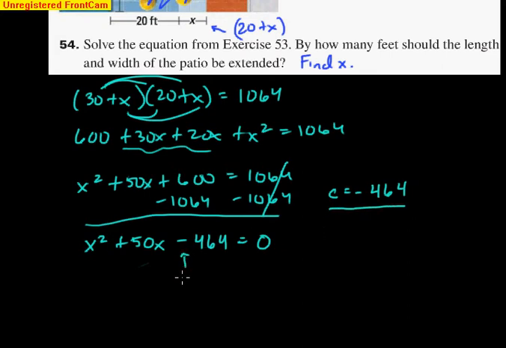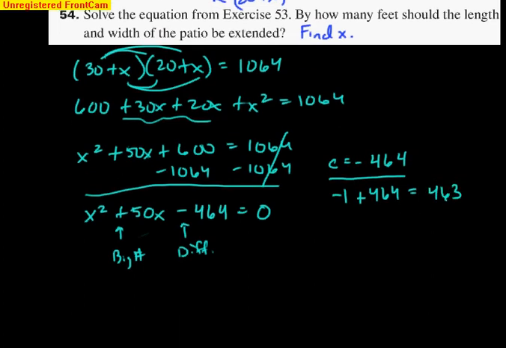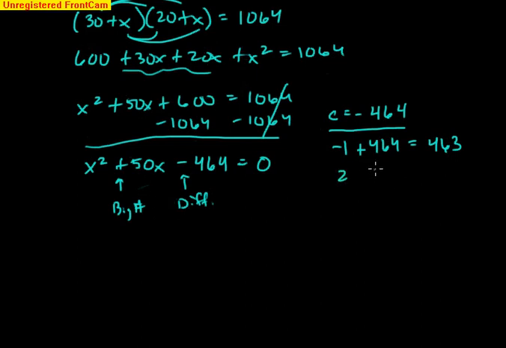Alright. Well, again, C is negative. That means your signs are different. Since the B is positive, that means that will be the bigger number. So, 1 and 464. The bigger number is positive, the smaller number is negative. That gives me 463. That's not 50. I'm looking for 50. 2 and 232. Bigger number is positive. That gives me 230. That's not 50. 3. Does 3 go into 464? I don't think so. 4. I bet you 4 does. 4 and 116. Bigger number is positive. I get 112. That's not 50, but I'm getting closer.